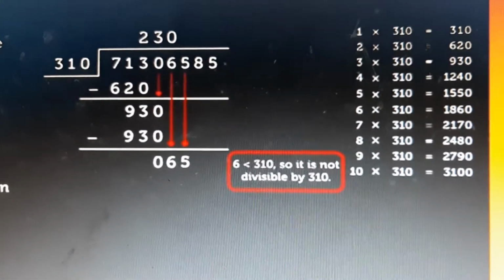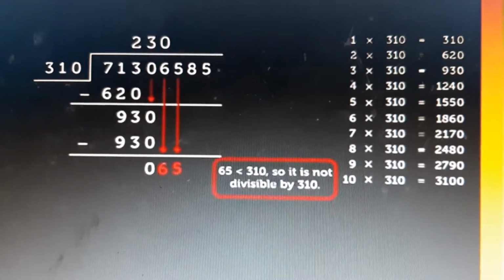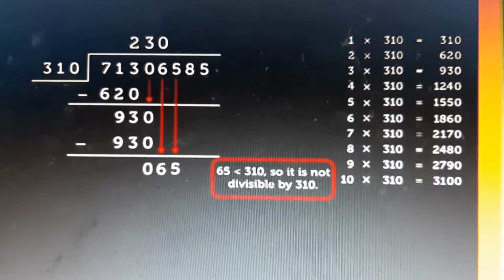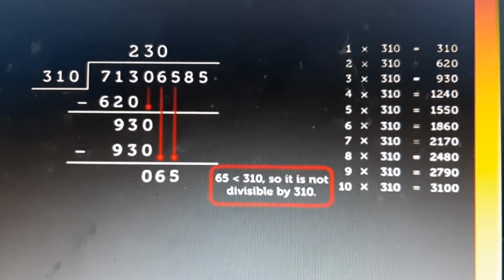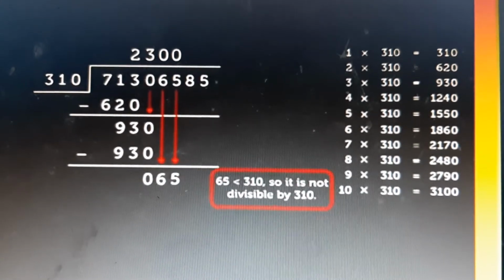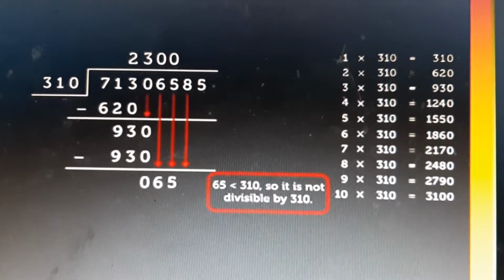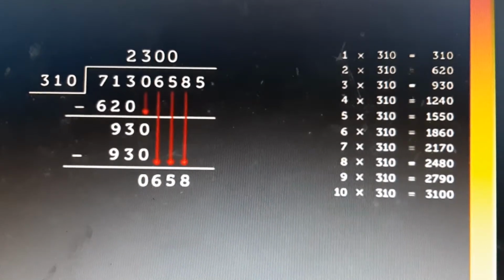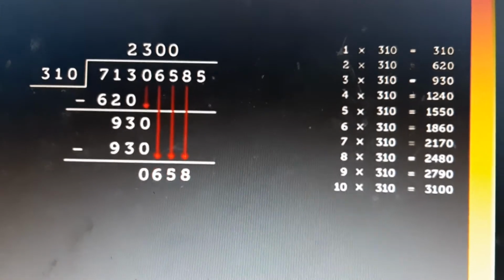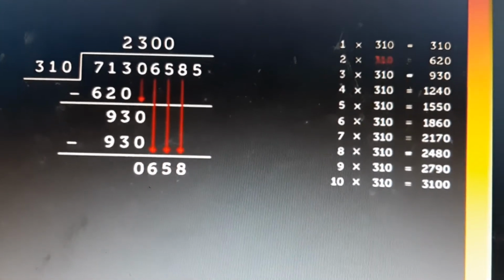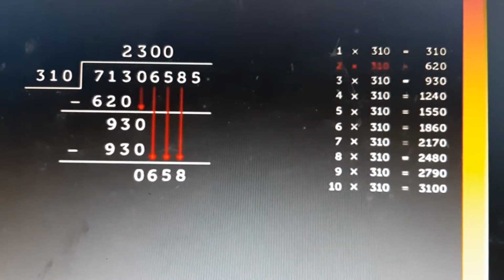So we take the next number, it is 5. Still 65 is less than 310. So that is also not enough. Put one more 0 and bring down the next number. Okay, so we put one more 0, bring down the next number, 8. Now it is all right, 658. And we see here that 658 is greater than 310.